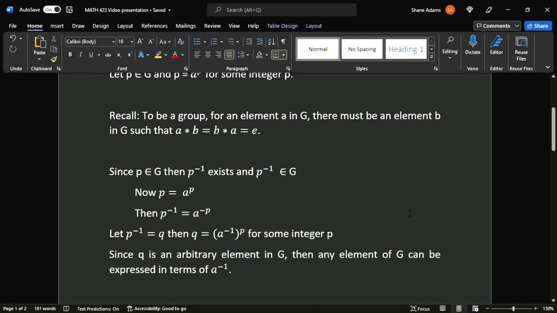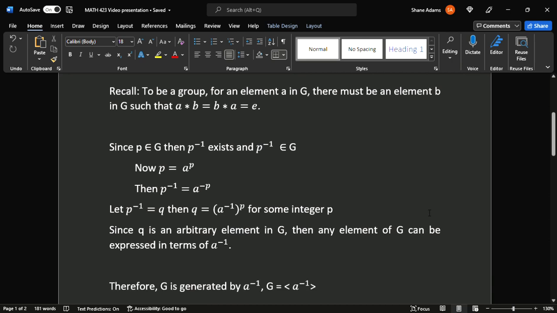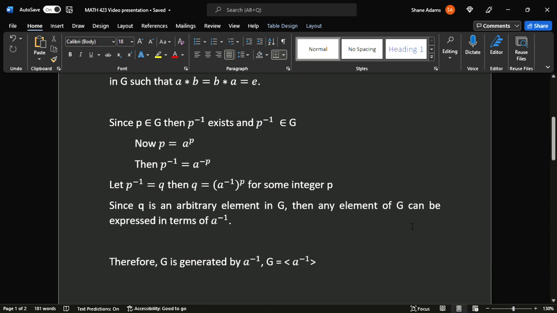Since Q is an arbitrary element in G, then any element in G can be expressed in terms of A inverse. Therefore, G is generated by A inverse and is denoted in the same fashion as A.